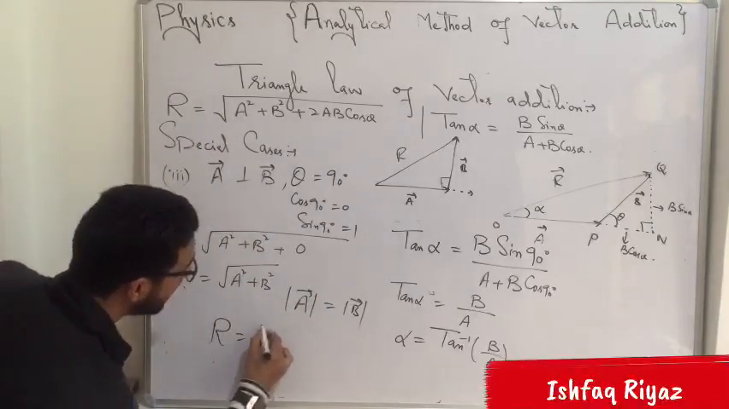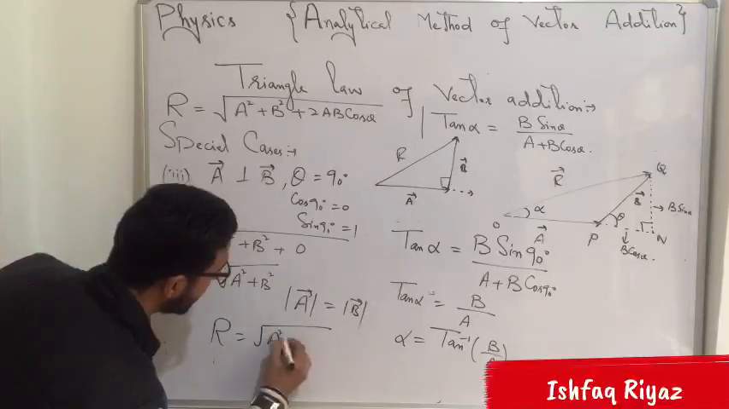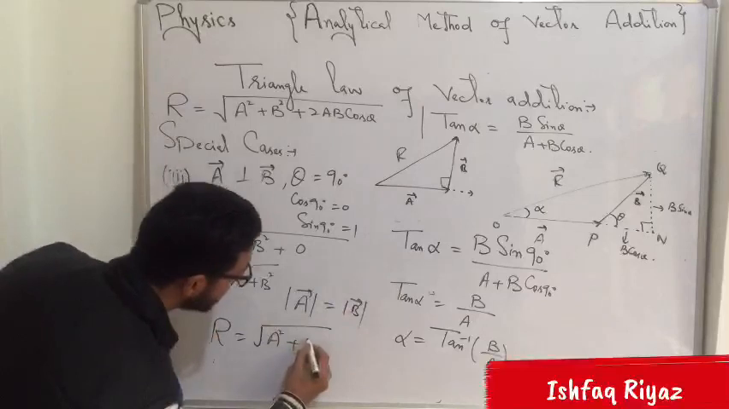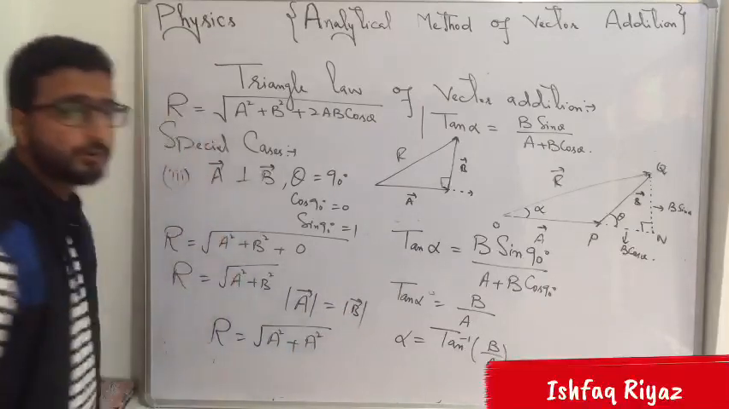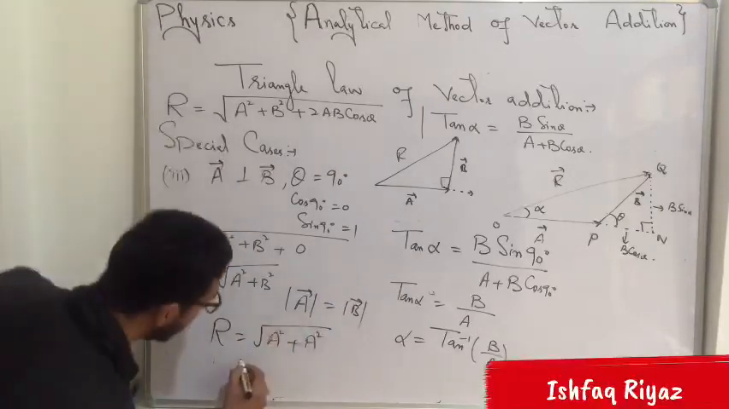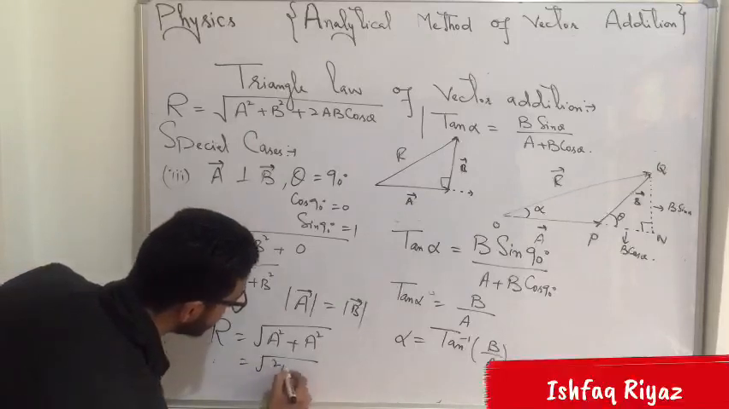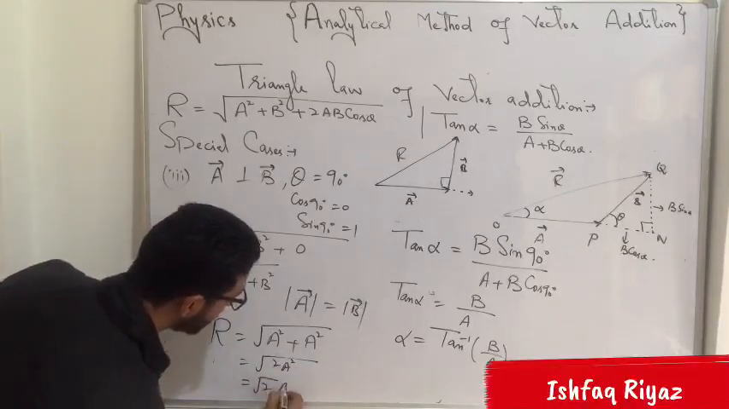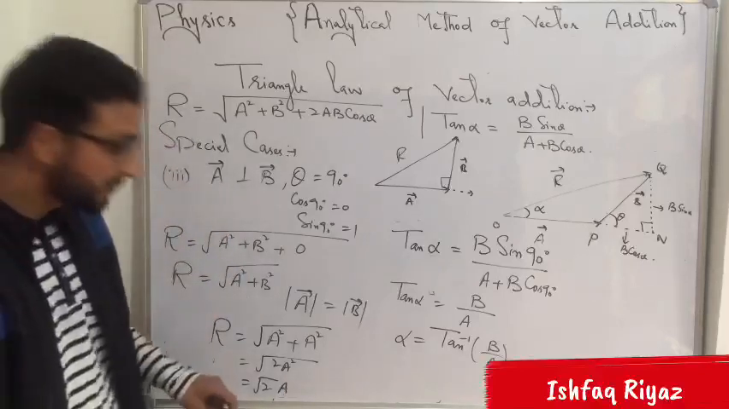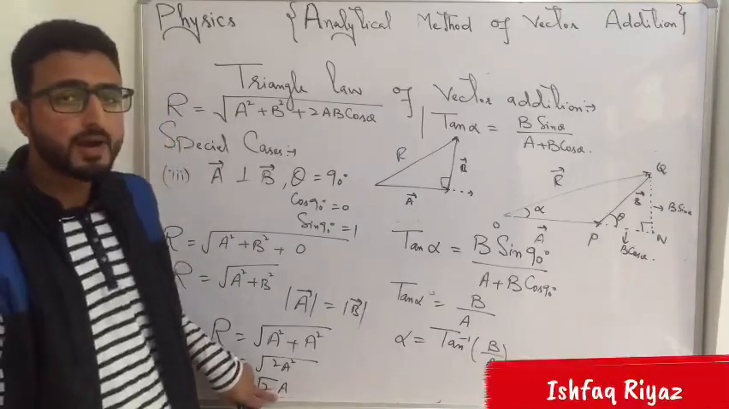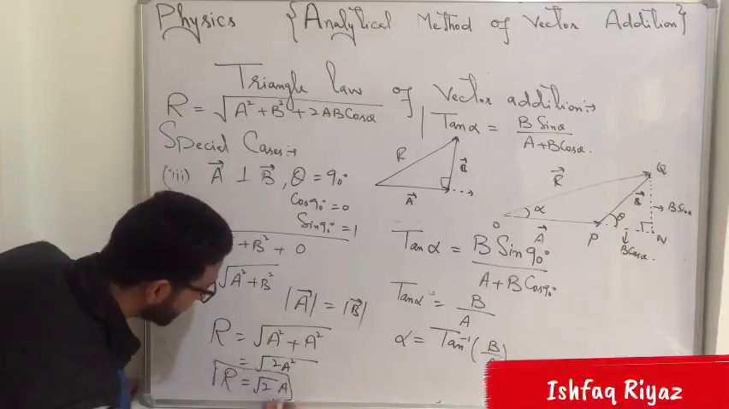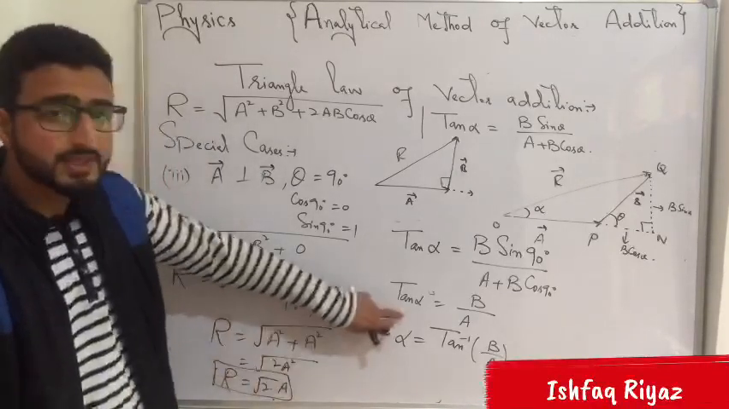R is equal to under root of a square, since the magnitude of b is equal to the magnitude of a, in place of b square I will write a square only. Okay? So a square plus a square is 2a square, that is simply equal to root 2 times a, that is 1.414 times the magnitude of either vector, that is R is equal to root 2 times a. Right? Now what is the direction in this very case?